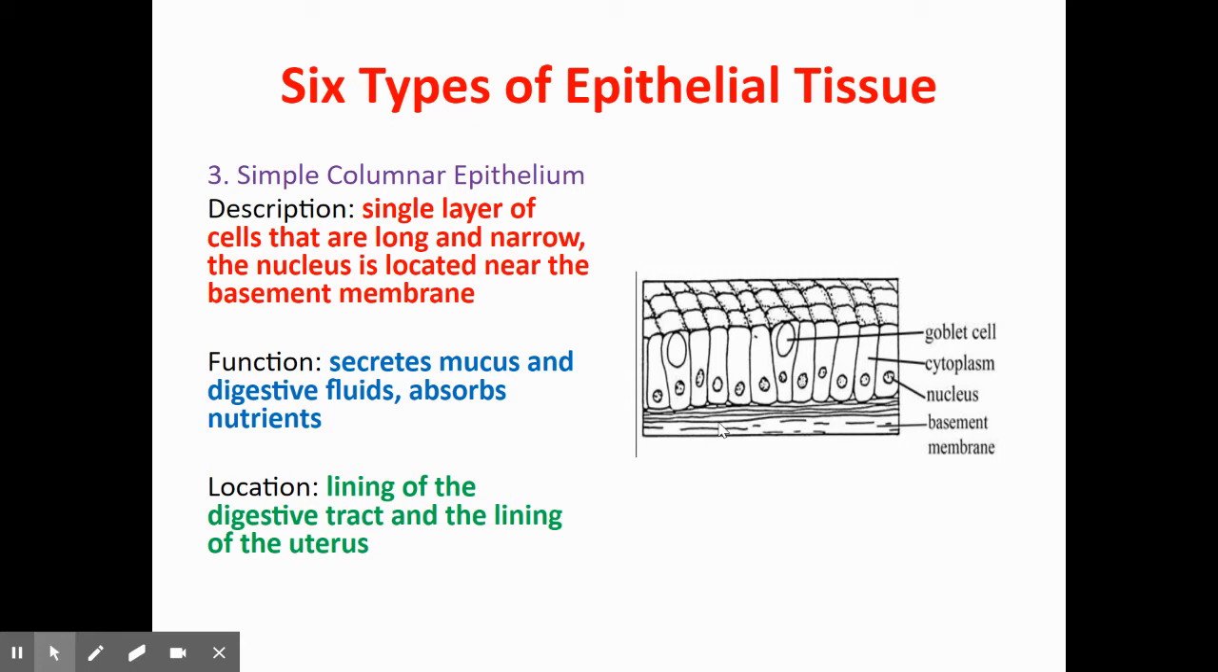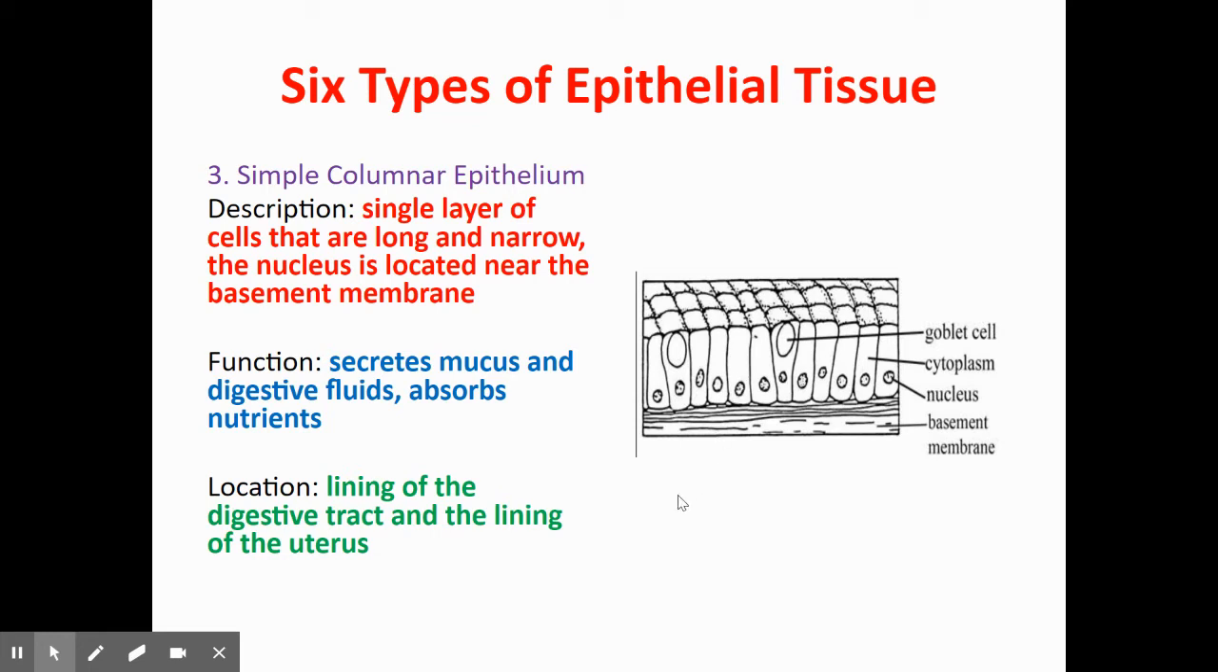So this type of tissue is going to line your digestive tract. As food is making its way through your digestive tract, the simple columnar epithelial that's in your digestive tract is going to secrete mucus. That mucus is going to help keep the processed or digested food moving along. And the other thing is that in your digestive tract you want to absorb nutrients. So these cells are going to allow nutrients from the food that you eat to be absorbed.